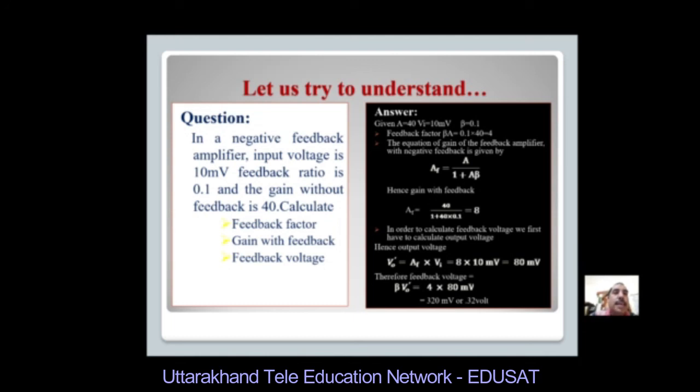Now, lastly we have to calculate the feedback voltage. In order to calculate the feedback voltage, we first have to calculate the output voltage. The output voltage with feedback is equal to AF into input voltage. So this is 8 into 10 millivolt, that is 80 millivolt. So the feedback voltage will be beta V0 dash, and beta V0 dash comes out to be 4 into 80 millivolt, that is 320 millivolt or 0.32 volt.